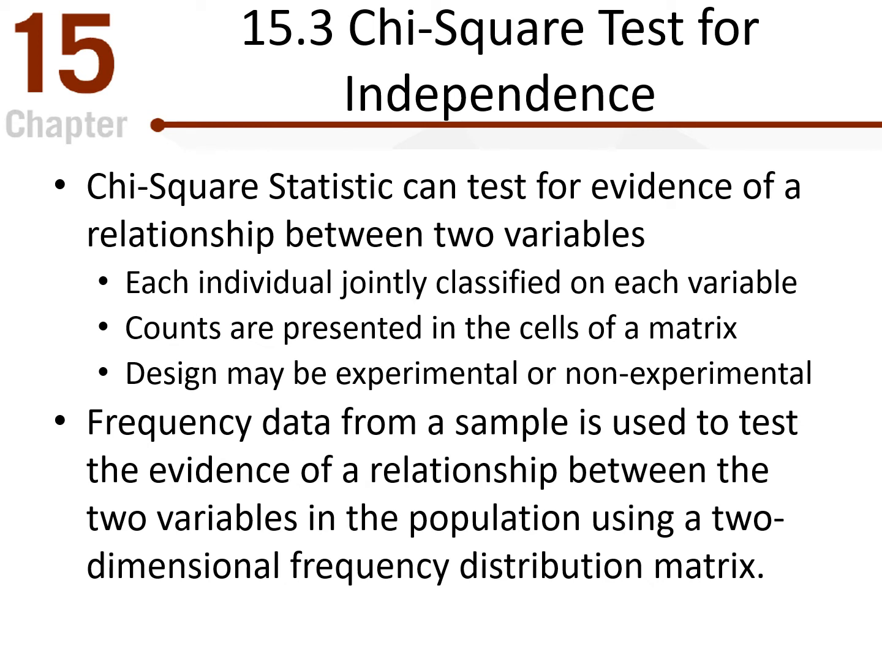Each individual is classified on each variable, right? So if there's two variables, each person has a score on each of the two variables, and then they fit into one cell. And the cells represent the interaction between the variables. It's called the contingency table. And the data is purely frequency.